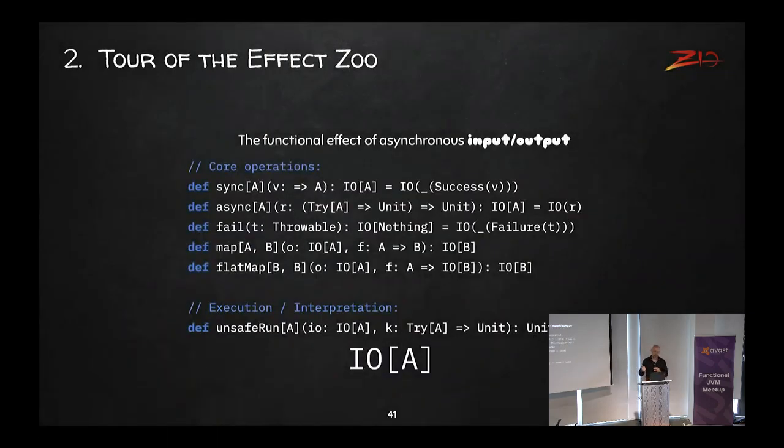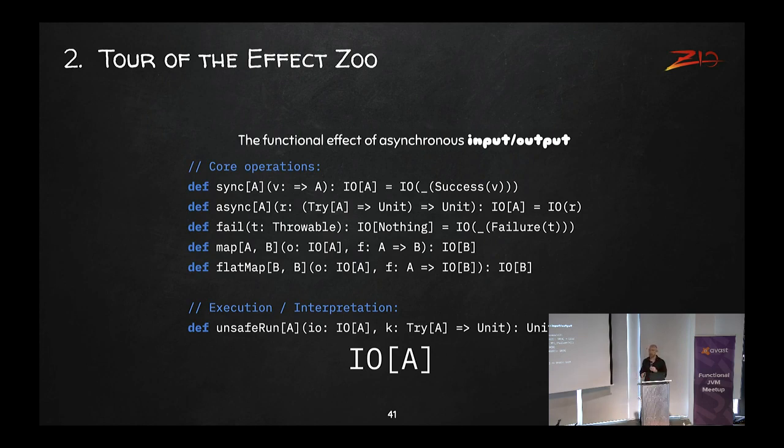And the core operations are sync for synchronous IO, async for async IO, fail if you want to fail this thing, and then map and flat map. And then unsafeRun, you have to give it the IO that you want to run, and then you give it a callback, and it will call your callback at some point later with either a success or a failure.